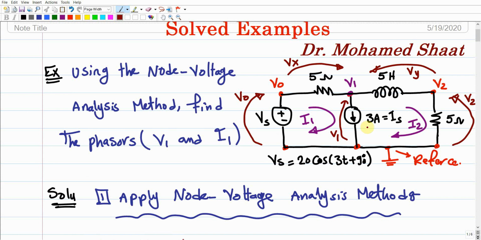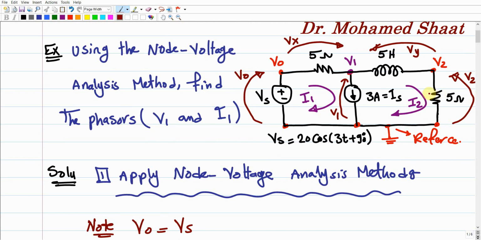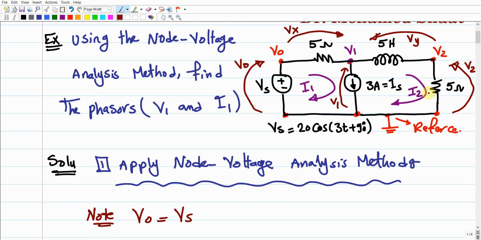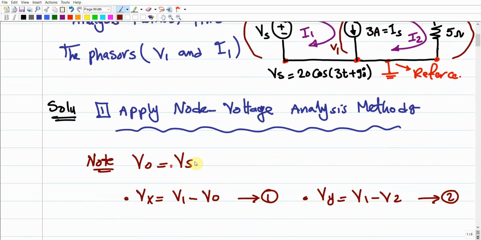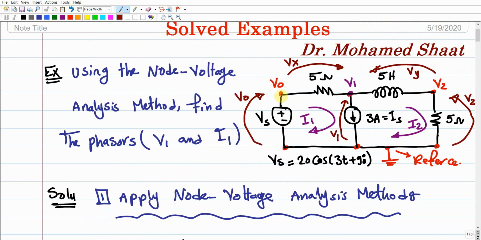Now we can apply Kirchhoff's current law to these three different nodes, but you have to figure out how many equations you need, and the number of equations depends on the unknowns. The main unknowns we are seeking are the node voltages. We have three node voltages. We have V0, and we said that V0 is already Vs, and Vs is given. It means that V0 is already there, so there is no need to write an equation for V0. But we still need two equations to figure out V1 and V2. That's why we need just two equations.